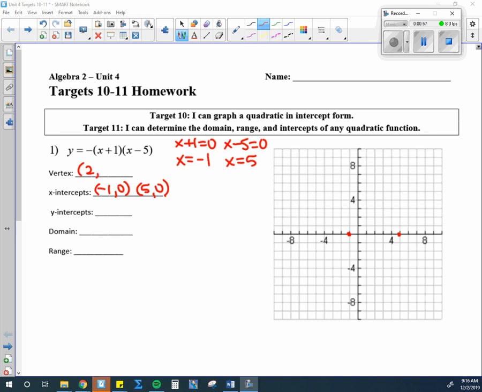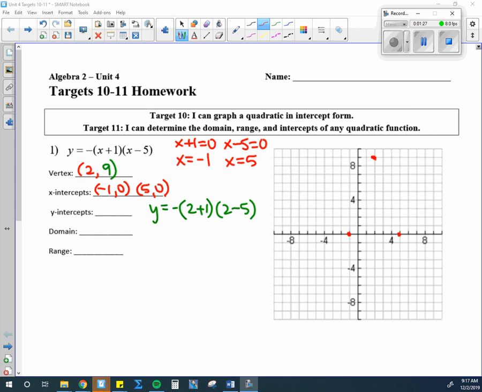To find the y-coordinate of my vertex, I'm then going to take that 2 I just found and plug it into my equation for x. So be careful with that negative in front. So negative, and then (2 plus 1) in parentheses, (2 minus 5). And then you can plug that into your calculator. You will end up getting 9 for the y-coordinate of your vertex. So I'm going to go ahead and plot (2, 9) on my graph.